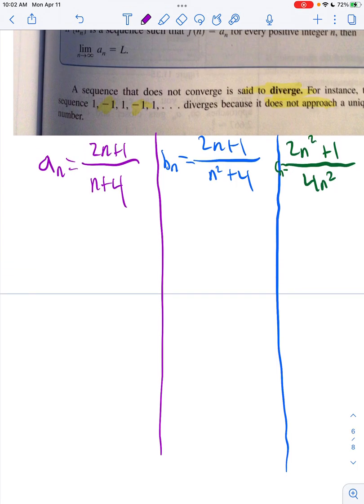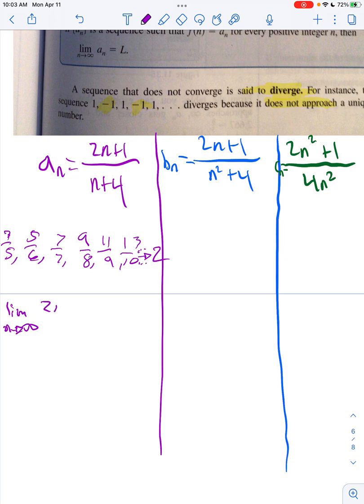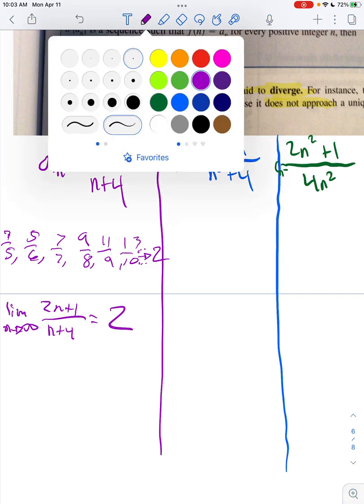Okay, so I'm going to start on the left, a sub n. I'm going to start listing out some of my terms. As I plug in a 1, I get 3/5. Then I get 5/6, 7/7, 9 over 8, 11 over 9, 13 over 10. These are all going to the limit of 2. As my numbers increase, they keep increasing, but they never go above 2. So I'm going to say the limit as n approaches infinity of 2n plus 1 over n plus 4 equals 2.